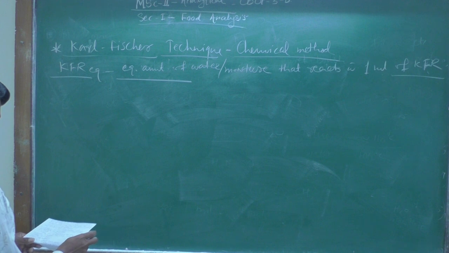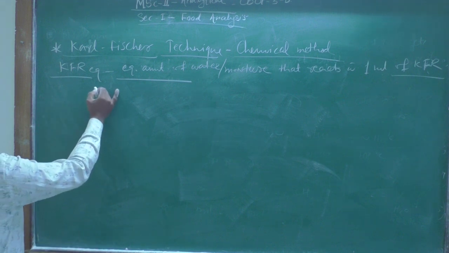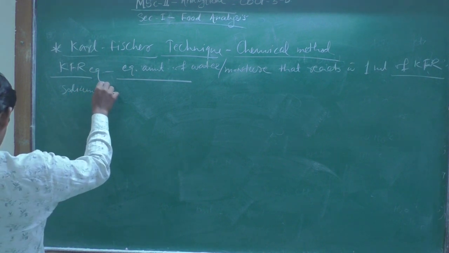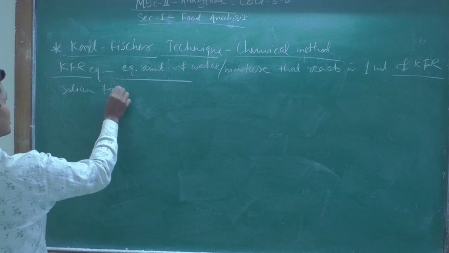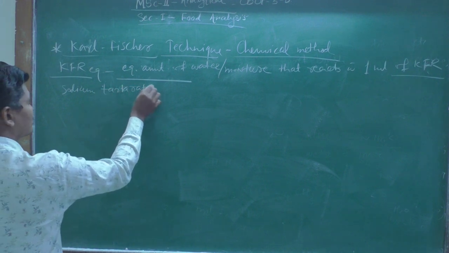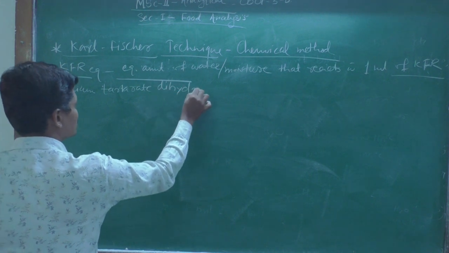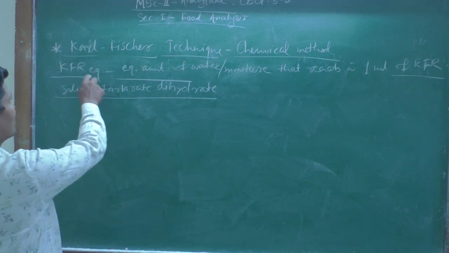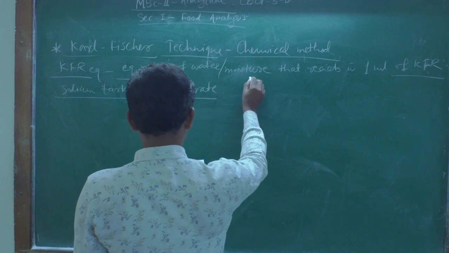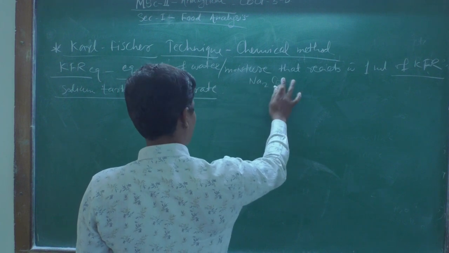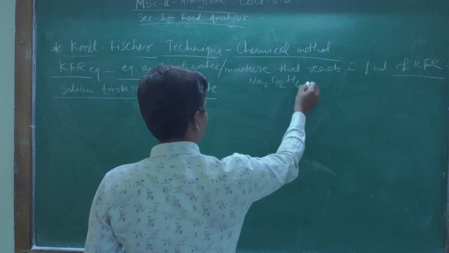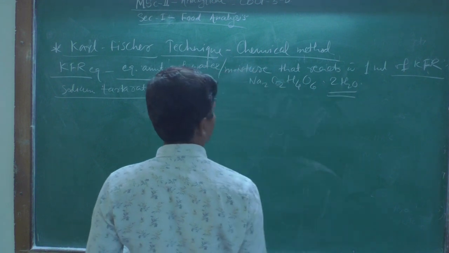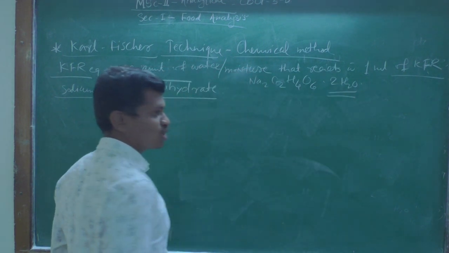Okay, and this KFR equivalent can be determined by using sodium tartrate dihydrate. This primary standard substance is used for the determination of KFR equivalent. Its molecular formula is Na2C4H4O6.2H2O. It already has two water of hydration molecules.